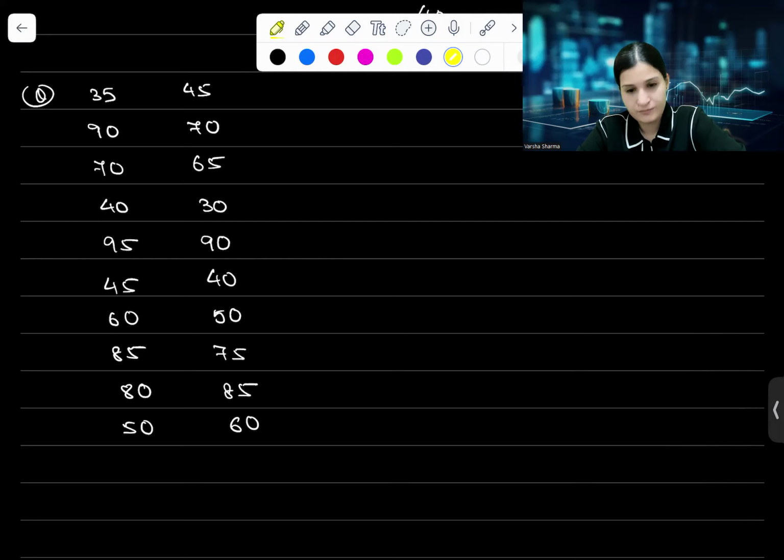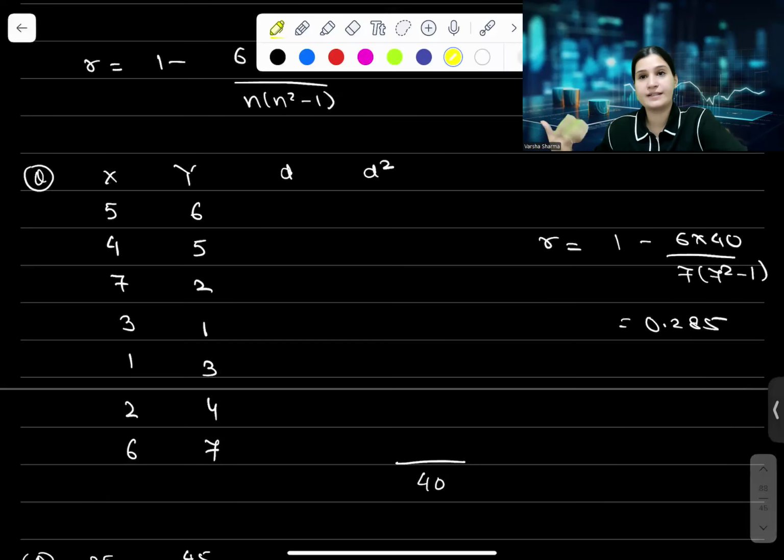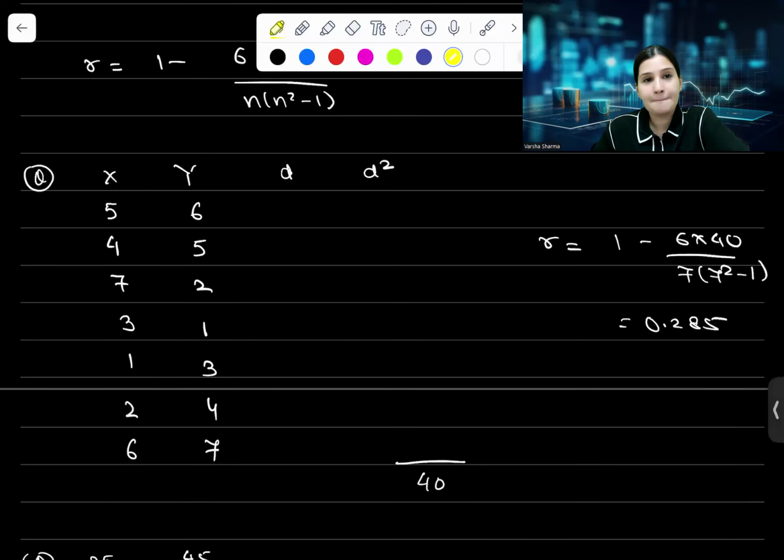In the previous question, why did we not rank them? It's already in order, 1, 2, 3, 4, 5, 6, 7. If you would have done an ascending order, you would have given the same thing.